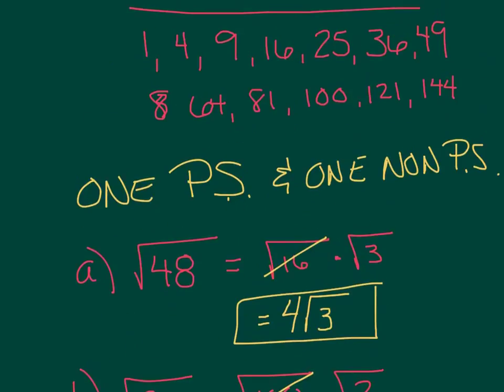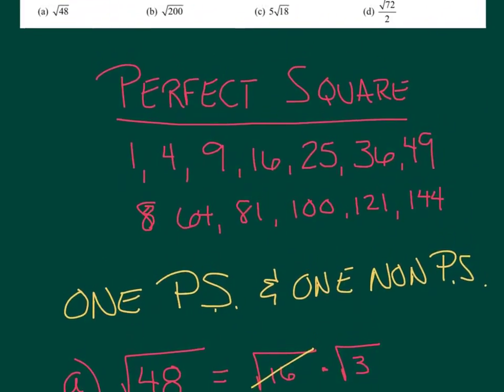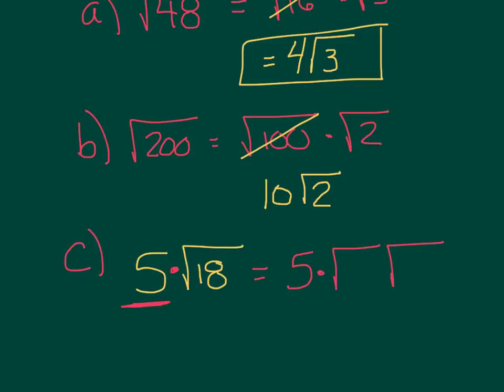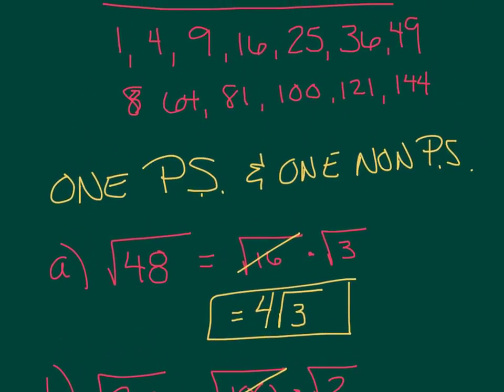C, we had 5 square root of 18. Okay, now notice this 5's out front. We're just going to keep it out front, because if I read this, it says 5 times. When things are next to each other in math, we multiply. So I'm going to say this is 5 times, and what two numbers can I break 18 down to? Now remember, they have to be from our perfect square list.